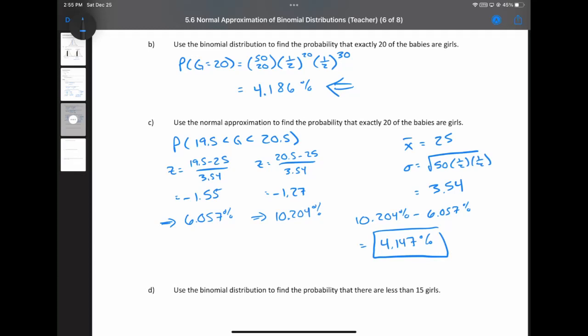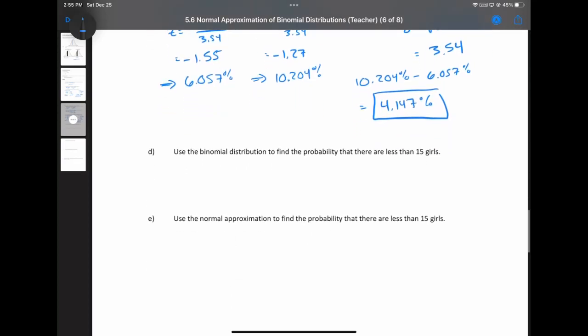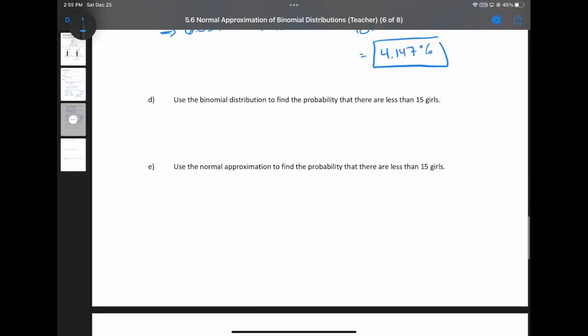That's pretty good. So then the question becomes, if part B was the correct answer and was easy, and part C was the approximate but wrong answer and was hard, why would we ever do it that way? Let's just read question D and see if we could figure out why that might be. Use a normal distribution to find the probability that there are at least 15 girls.